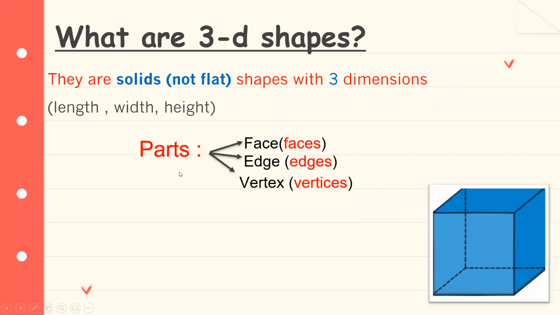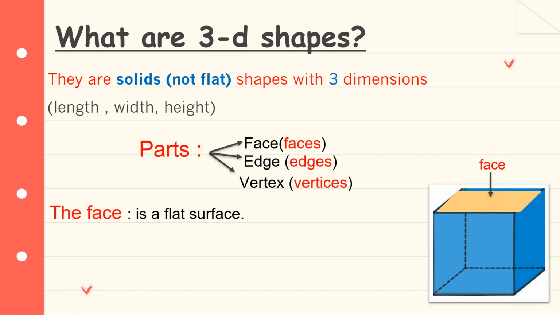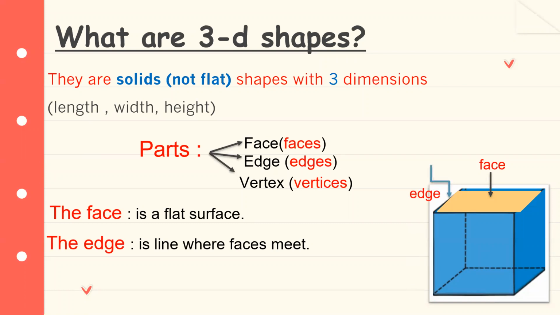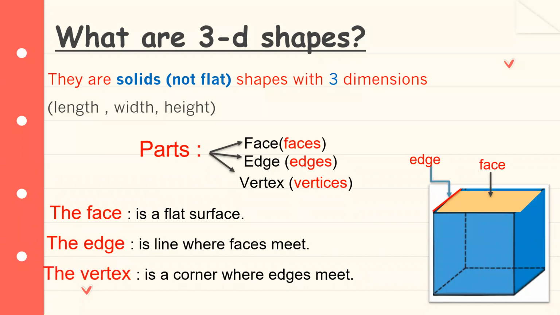Again, they have 3 parts. Face: the face is a flat surface. And then they have edge or edges. What is the edge? The edge is the line where faces meet. Then we have vertex or vertices. What is the vertex? The vertex is a corner where edges meet.